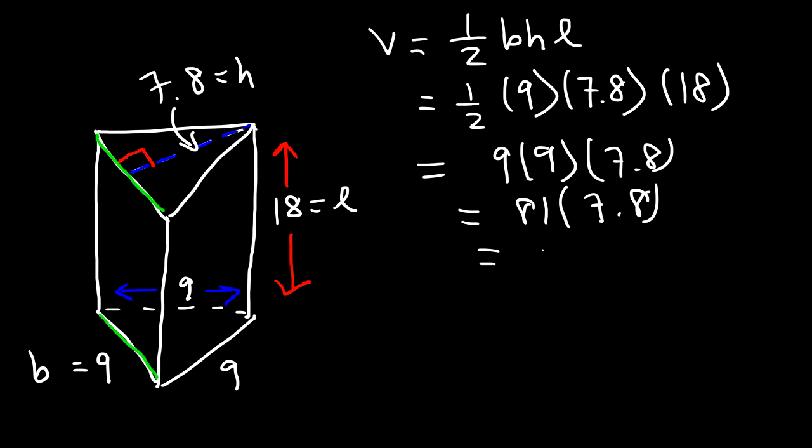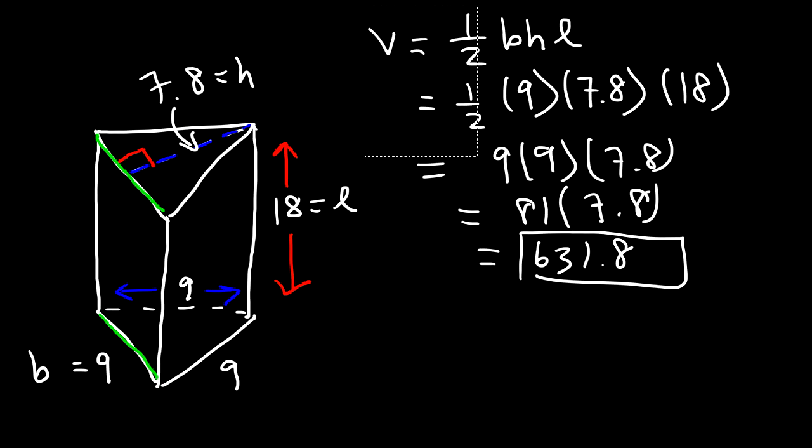So that's about 631.8 cubic units. So that's the volume of this prism. Now, let's calculate the surface area.